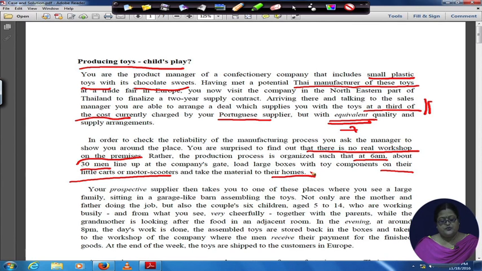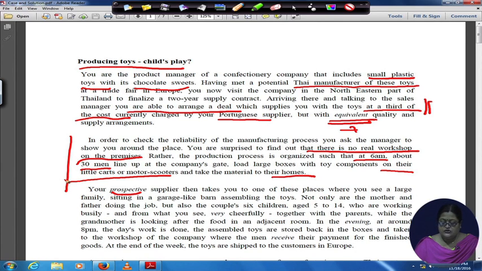Your prospective supplier then takes you to one of these places. Why is this a prospective supplier? Because you have already arranged your deal, and after doing that you are making the visit. So your prospective supplier takes you to one of these places where you see a large family sitting in a garage-like barn assembling the toys.